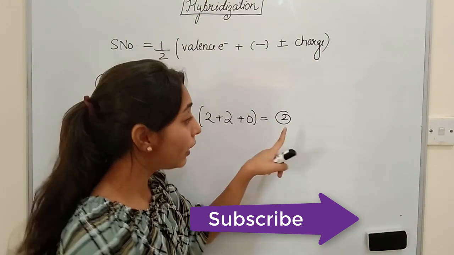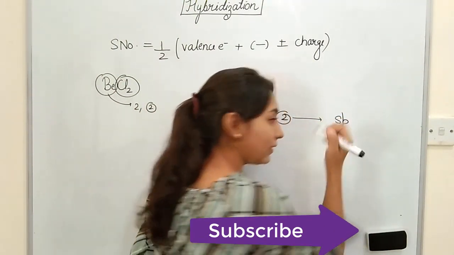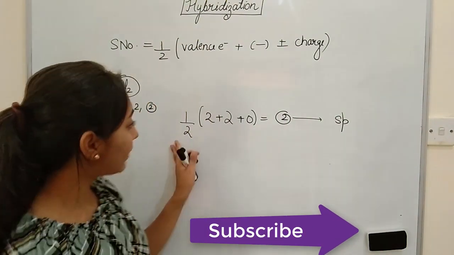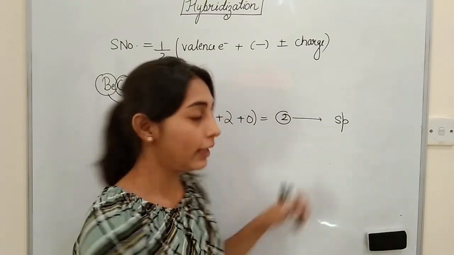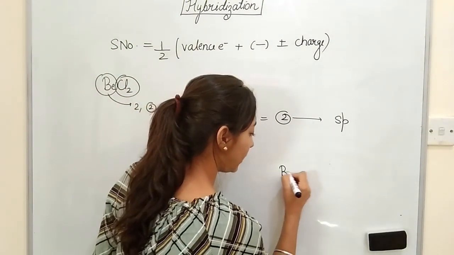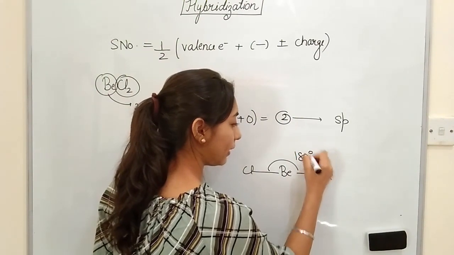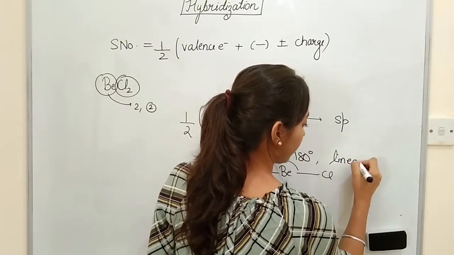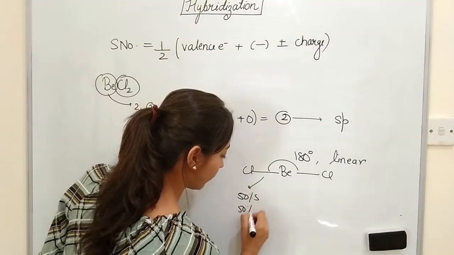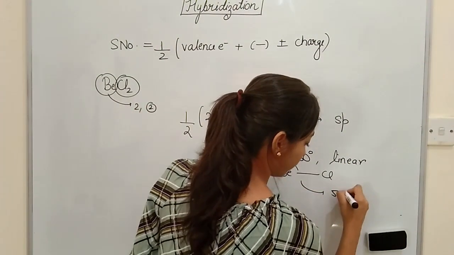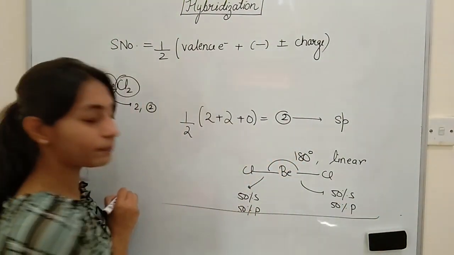Remember I told you if it is 2, the hybridization will be sp. That's it. If the steric number comes out to be 2, you just mention hybridization is sp. So if hybridization is sp, you just write like this, bond angle 180 degree, shape is linear. Each bond is 50% S, 50% P, even this is 50% S, 50% P.